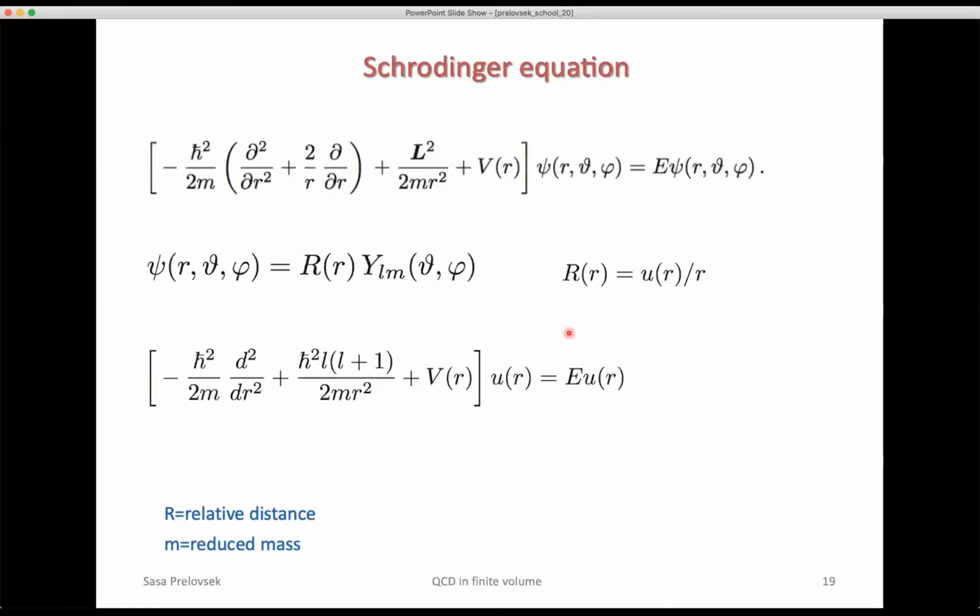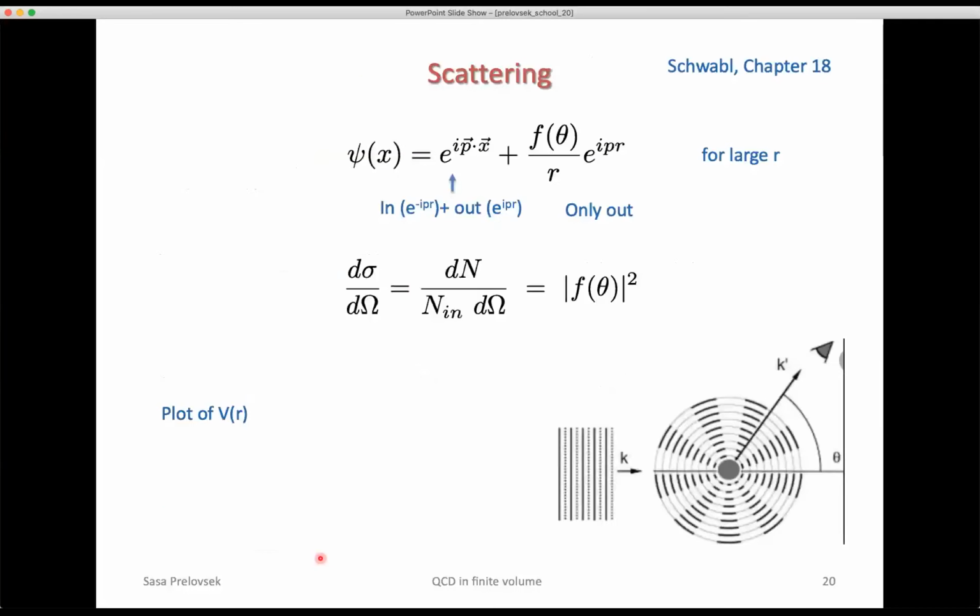Okay, non-relativistic quantum mechanics. We all know the Schrödinger equation, right? And then this is the solution, and this is the solution of the radial part. M will be the reduced mass. So, scattering. The scattering solution is the one where you have a plane wave, and then you have something outgoing, only outgoing. And this is the way it looks for large r. The important point is that this has an ingoing and outgoing piece, but this only has an outgoing one. So this is pictorial. And what experiment basically measures is how many particles one sees in a given spherical angle, and this is given, of course, by this function.